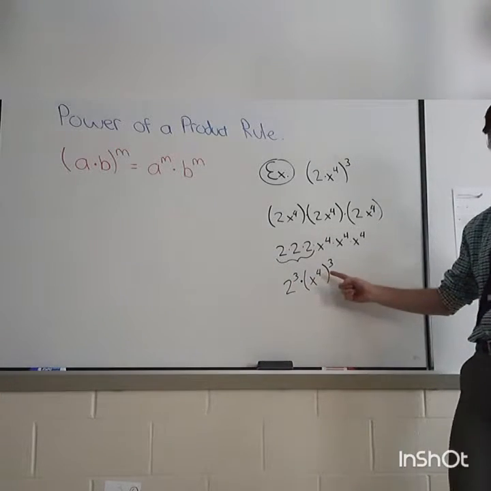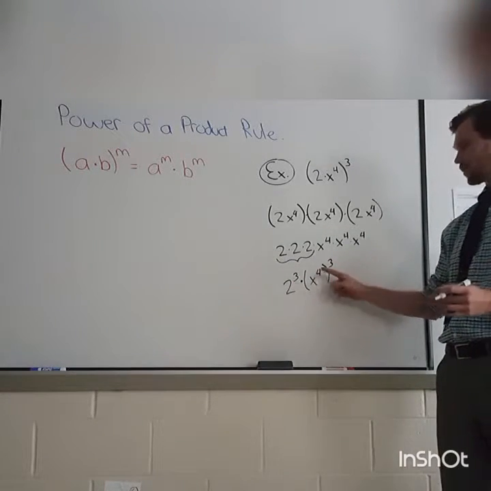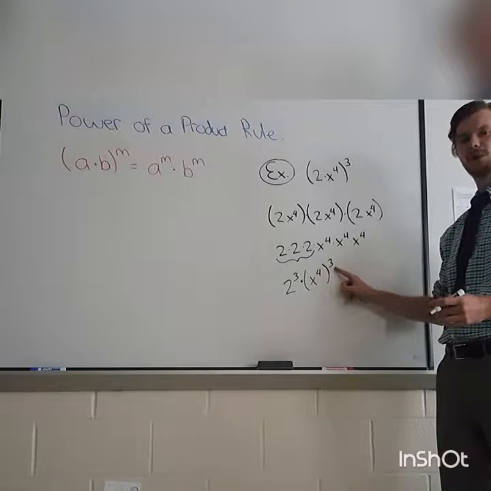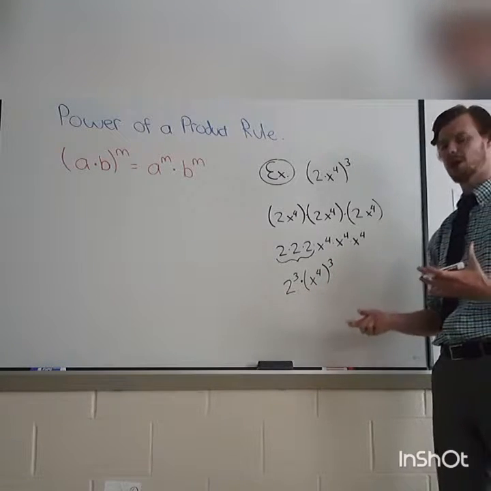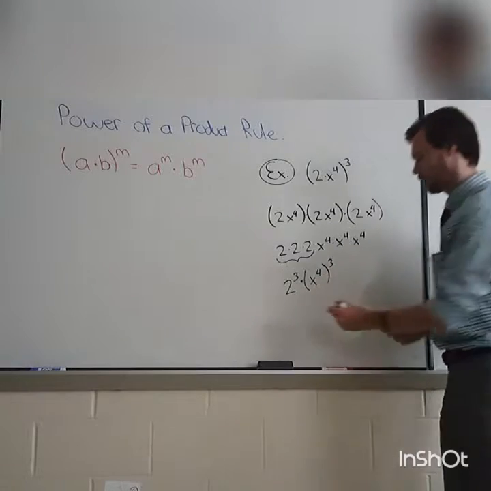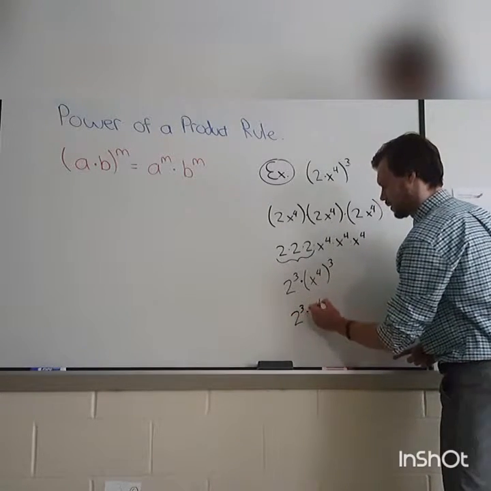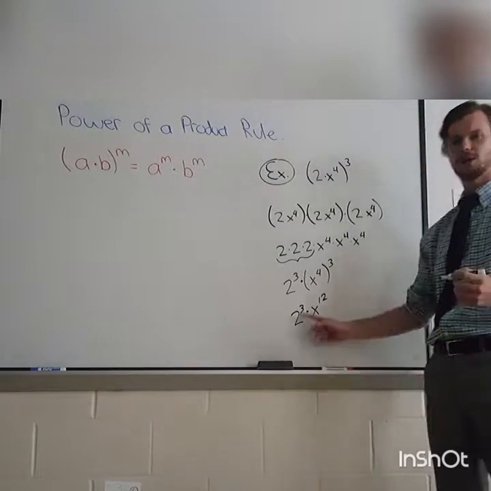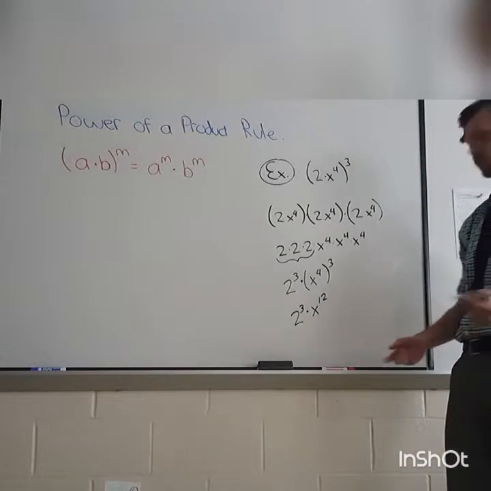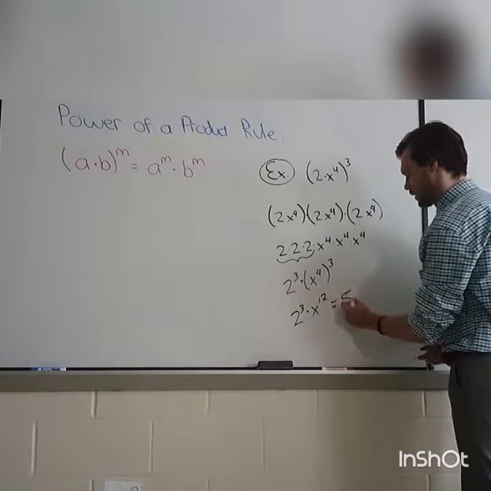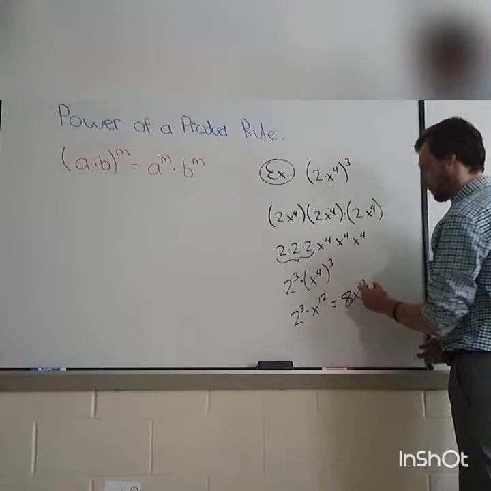Now, if you watched my last video, you saw what happens when I have a power raised to another power. When I have a power raised to another power, I multiply them. So this is really going to be 2 to the third times x to the 12th in the end. And if you want, you could turn that 2 to the third into 8, because we know that. That's easy enough. We could say this is 8x to the 12th.